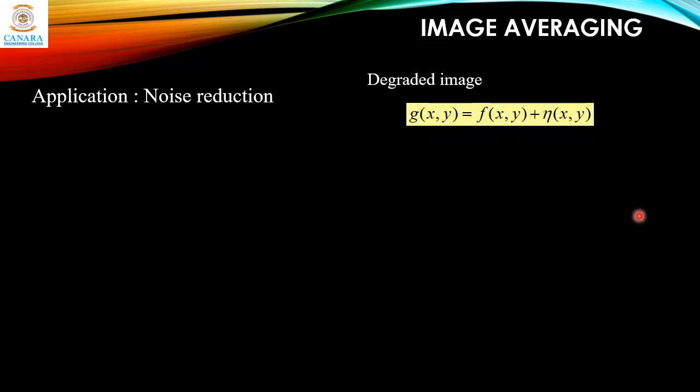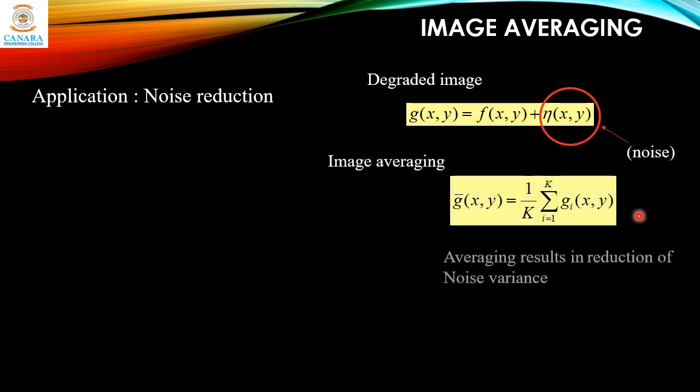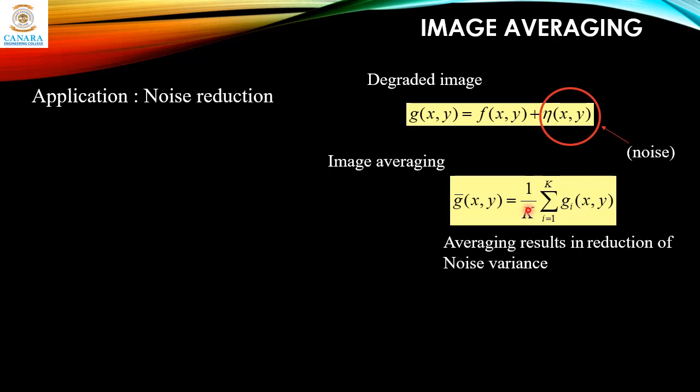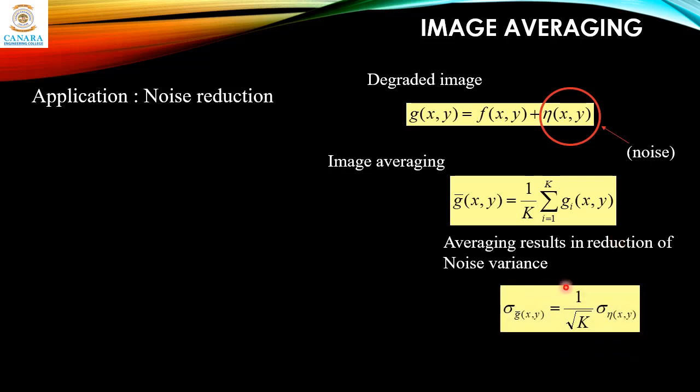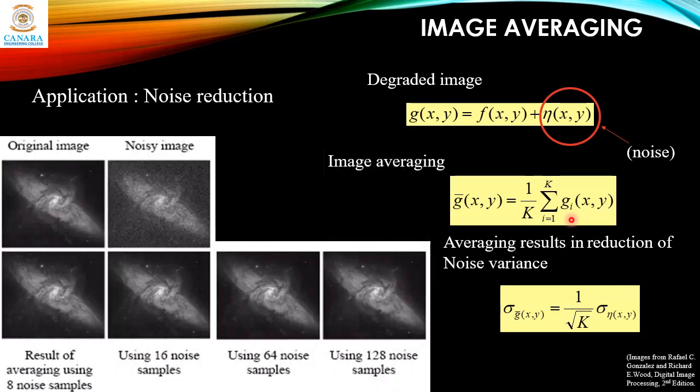So let us understand this image averaging with the help of an example. Basically we use image averaging for noise reduction. So what we have is a degraded image with noise added. Okay, so this is the noise, and we are performing image averaging on k images, where k is the number of noisy images that we are using for this averaging. Averaging results in reduction of noise variance. Okay, so noise variance is reduced by performing the image averaging. So let us see the effect of this.